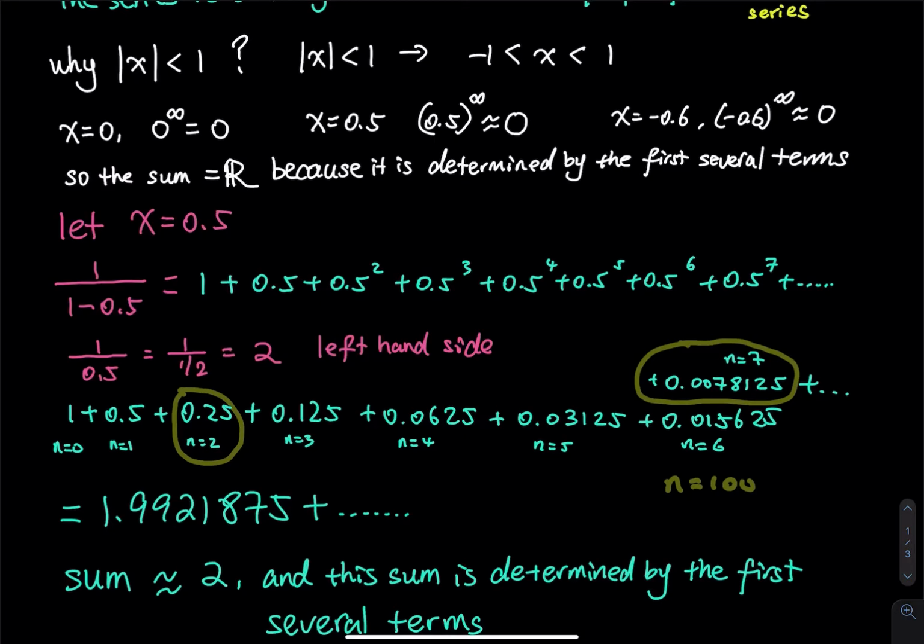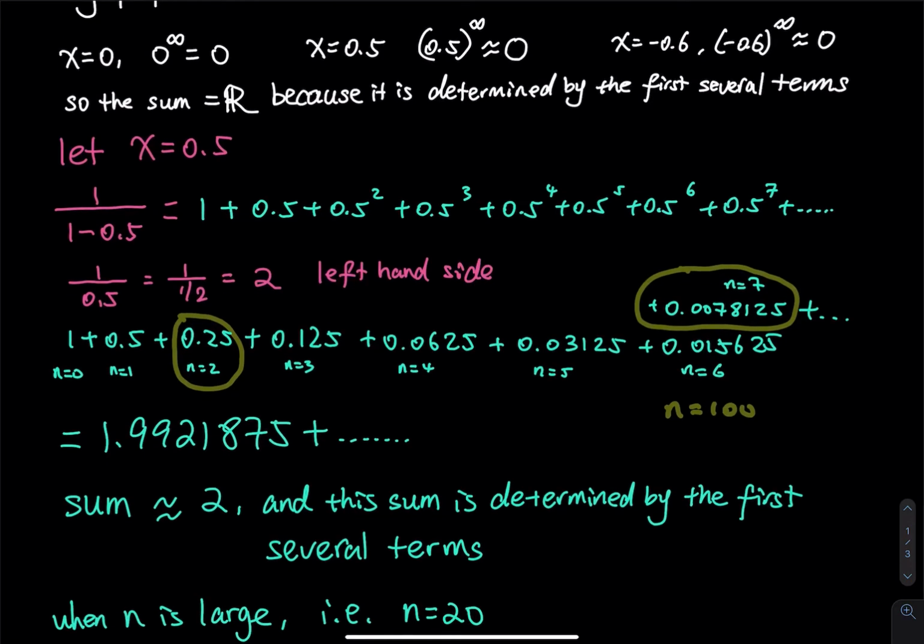If you just add from n equals 0 to n equals 7, I did the math for you. On the right hand side of the equation, you have 1.9921875. So we can say that is close to 2. It gets closer and closer to 2 as you add more terms to it. Let's say n equals 8, n equals 9, n equals 10. The more terms you add to this sum, the closer the sum will be to 2. So the sum is approximately equal to 2, and it is determined by the first several terms.